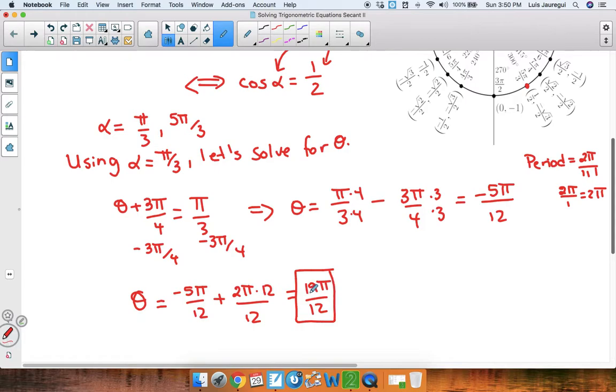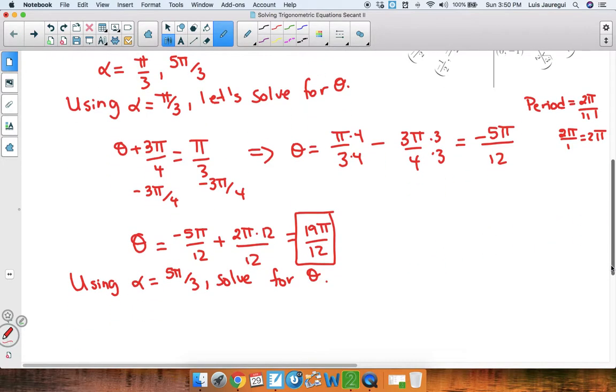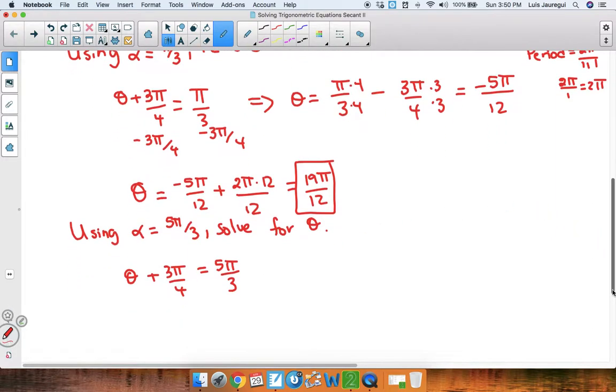To figure out the next solution, we're going to use the next value for alpha. So using alpha equals 5 pi over 3, solve for theta. Let's go ahead and do that. So to solve for theta, once again, we're going to substitute in the expression for alpha in terms of theta. So we have that alpha is theta plus 3 pi over 4, and all of that is equal to 5 pi over 3. So let's go ahead and subtract the 3 pi over 4 from both sides of the equation. So we have minus 3 pi over 4 and minus 3 pi over 4.